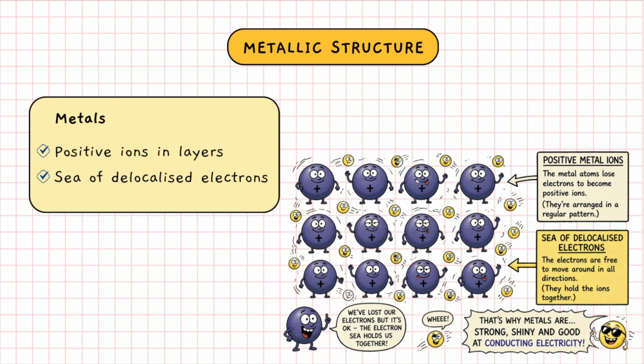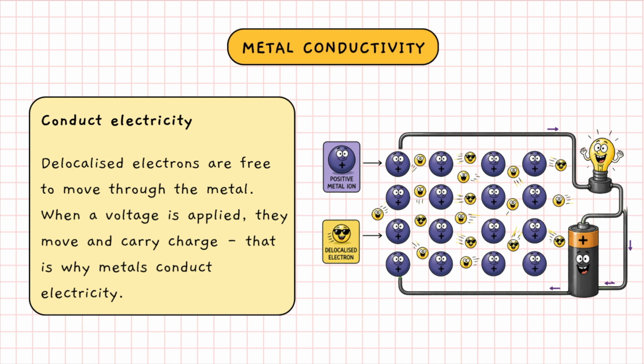Metals have a giant structure of positive ions surrounded by a sea of delocalized electrons. These electrons are free to move throughout the structure. This is why metals conduct electricity. The delocalized electrons move and carry charge through the metal.